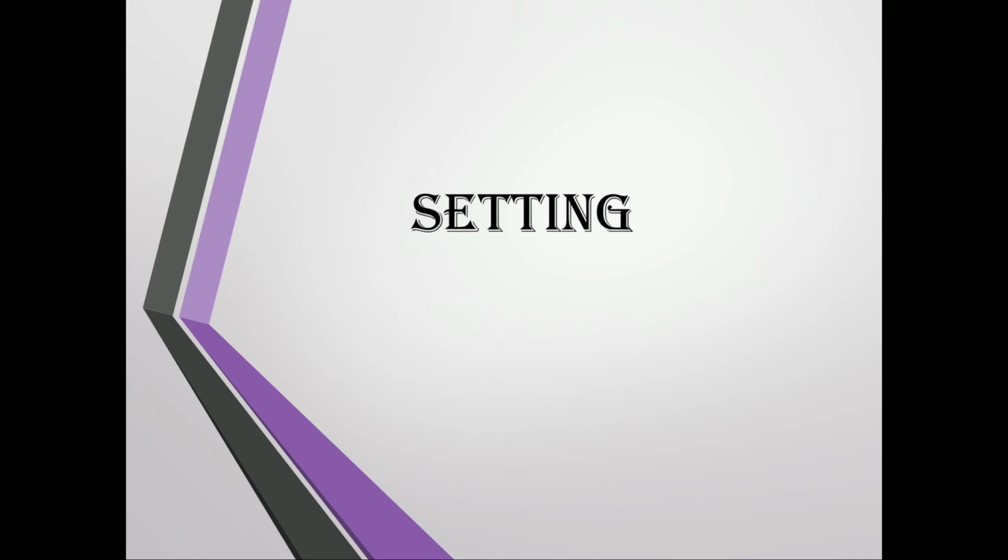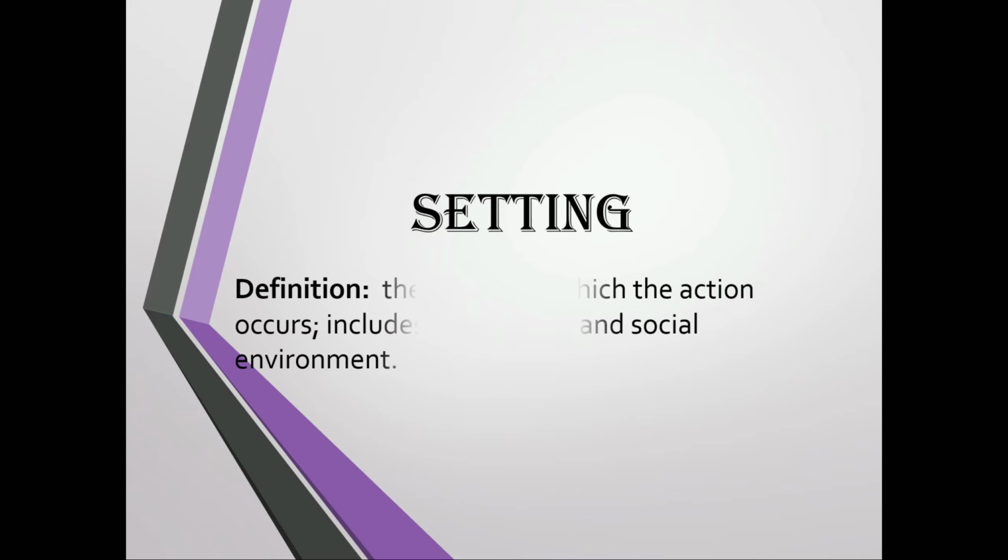Next, the important one after conflict is setting. All the elements are very important, but when we take the setting, it gives the background of the story. So we'll see how we need to have a setting while we are writing the short story. These are the techniques we need to use to write in a creative manner.